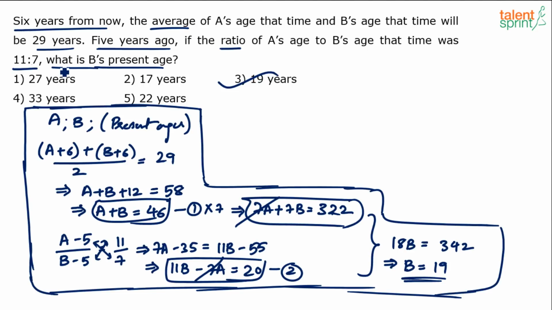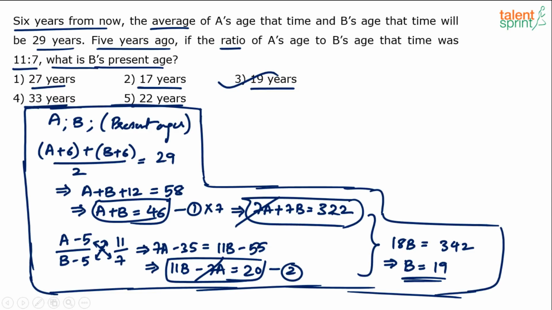See, understand the question. What is B's age? Which means all the options here are what? Probable values of B's age. According to option 1, B's age is 27. According to option 2, B's age is 17. According to option 3, B's age is 19. According to option 4, B's age is 33. And according to option 5, B's age is 22.